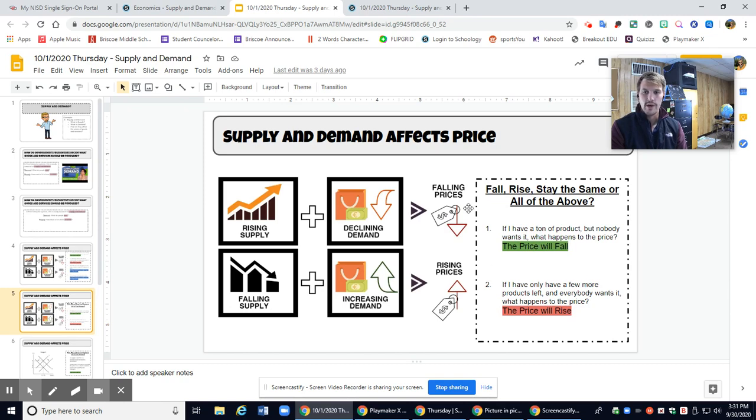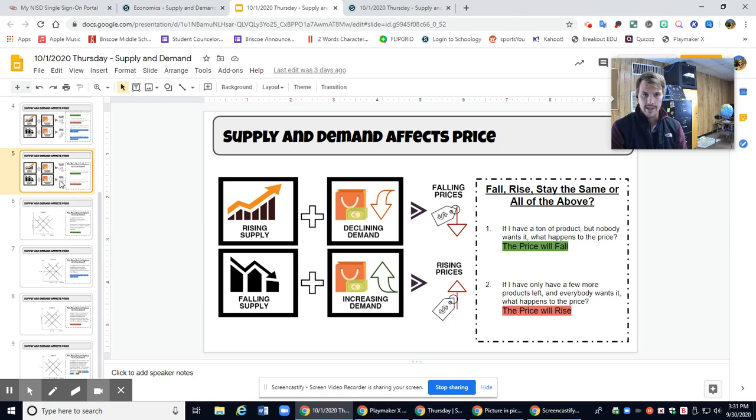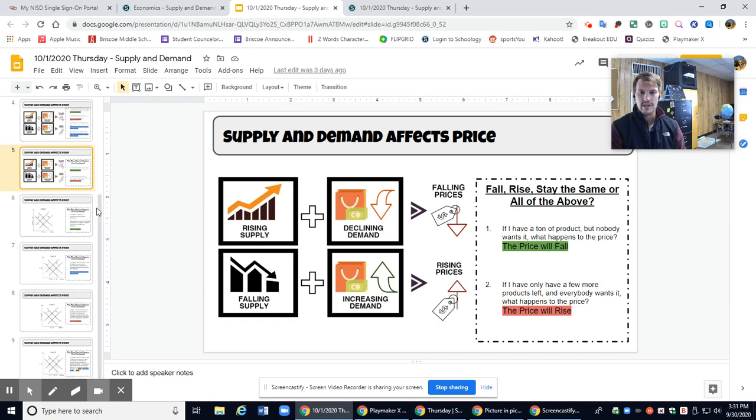So you guys will go ahead and study these slides. I pretty much go over situations and scenarios like that. So for this one, fall, rise, stay the same, or all of the above. That's what you'll do for the rest of these slides. You'll just see what happens to the graph, what happens to the supply, what happens to the demand. So when supply is rising and the demand is falling, the price is going to fall. When the supply is low and the demand is going up, meaning people want to buy it, the price is going to rise.